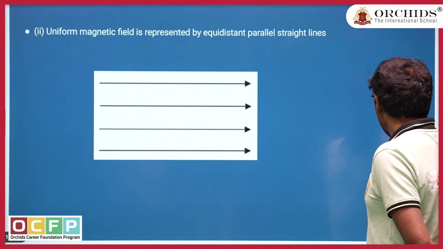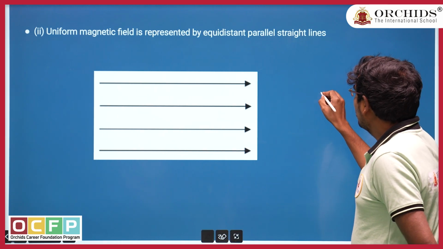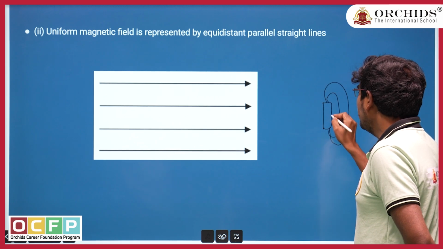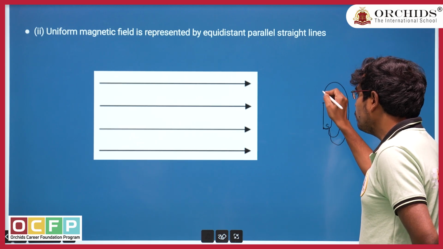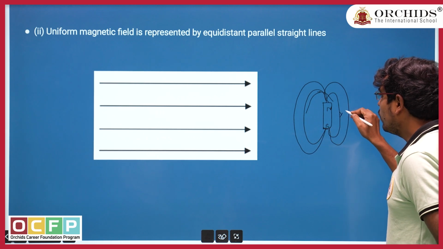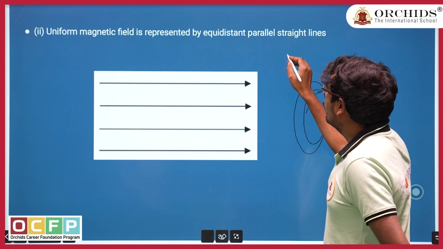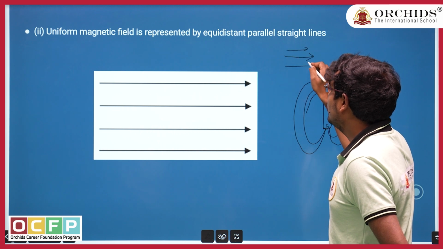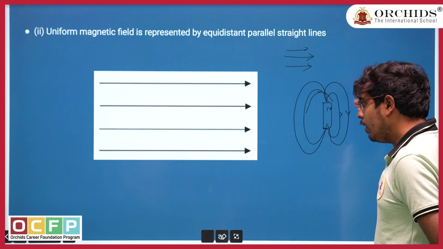Just now I explained this around the bar magnet. If you take a bar magnet, all the lines will be in this region. They are emerging at the north pole and converging at the south pole. If you observe this part, they are drawn as parallel lines. So, a uniform magnetic field will be found in this region, going from the north pole and converging at the south pole.